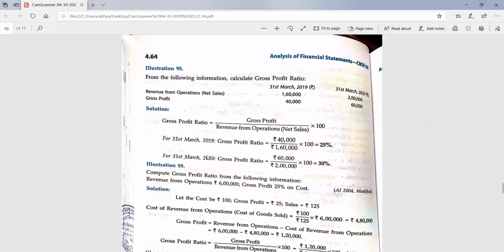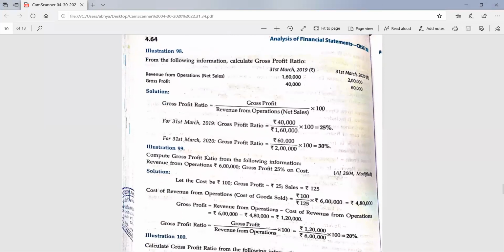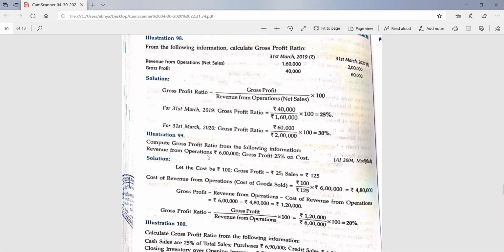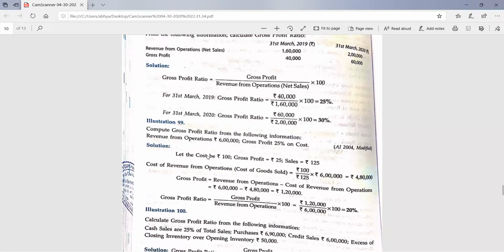Yes, Anmol, very good. Correct answer. So the answer is 20%. If COGS is 4,80,000 and RFO is 6 lakh, then the GP will be 1,20,000. Yes, Ayush Agarwal, Toshit, Dipanshu, everyone is giving me the correct answer. So now the next question.